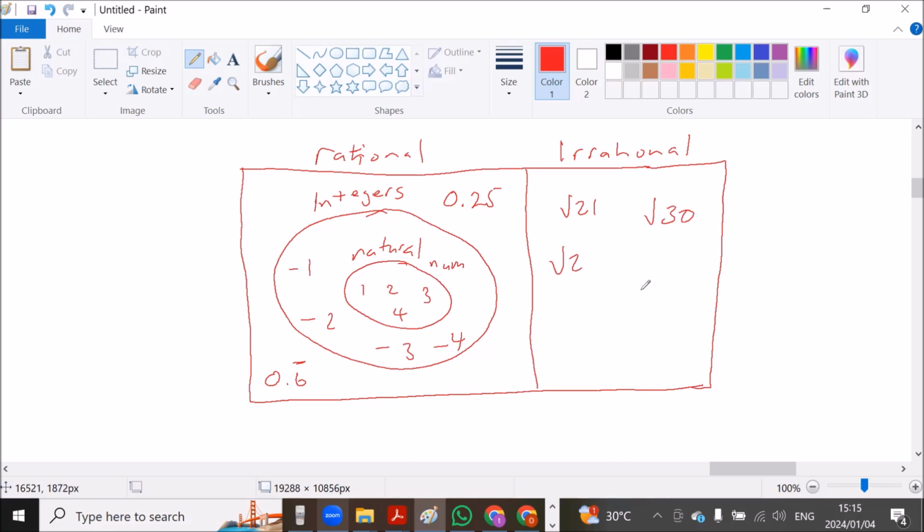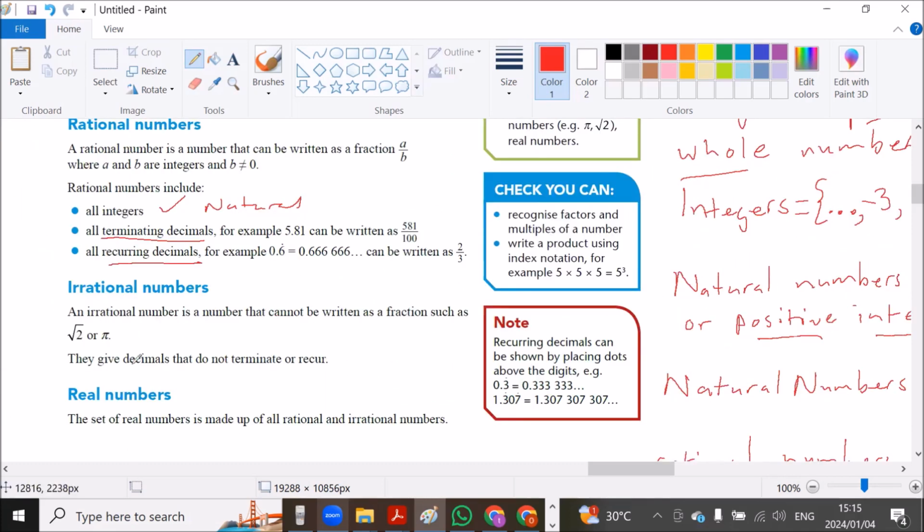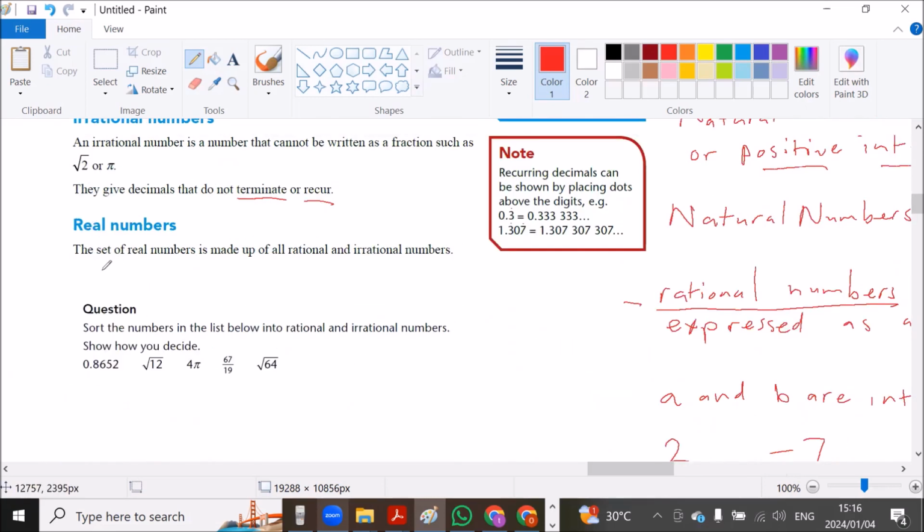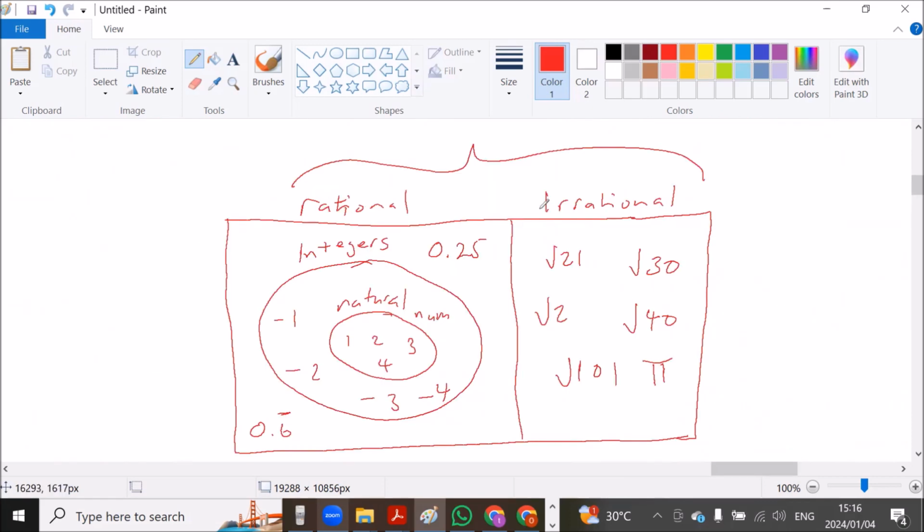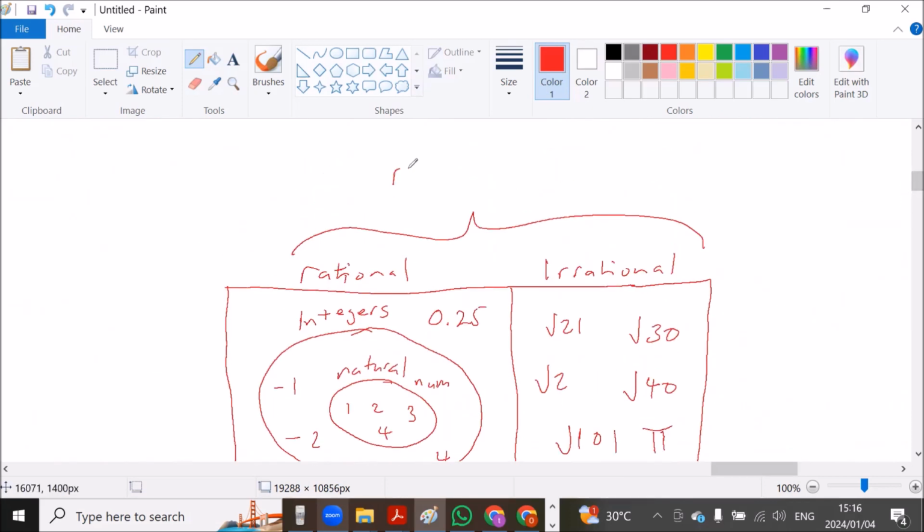If it's not a perfect square, its square root is irrational. Root 40, root 101. All these are examples because these numbers are not perfect squares. Pi, also irrational. Irrational numbers give decimals that do not terminate or recur. They don't have a pattern. Real numbers. The set of real numbers is made up of all rational and irrational numbers. Rational and irrational are real.